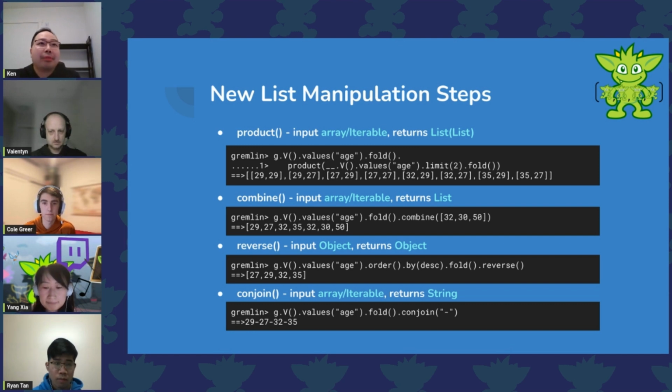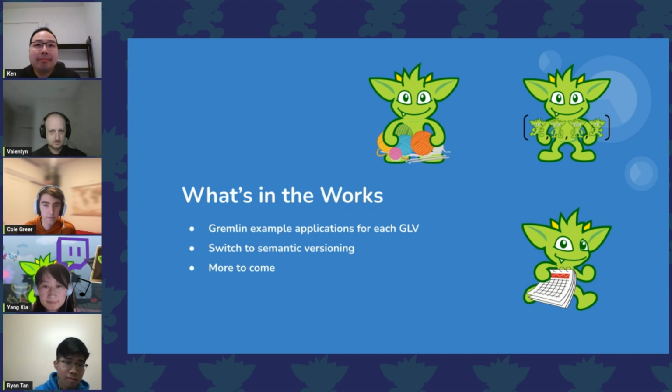And now I'll hand it off to Ryan. Thanks, Ken. So something else we've been working on as well is creating sample applications for all the GLVs. Now each GLV will have a folder containing examples for connecting to remote servers, as well as basic Gremlin queries and some traversals. And hopefully this will make it easier for new users to get started with using TinkerPop.